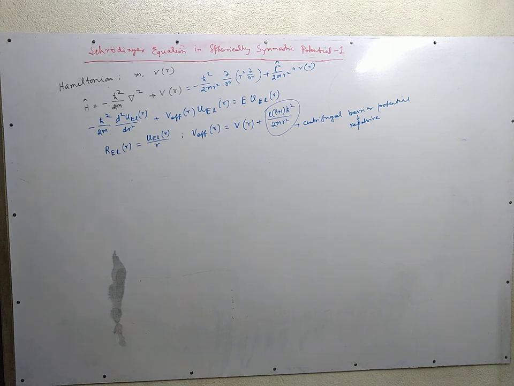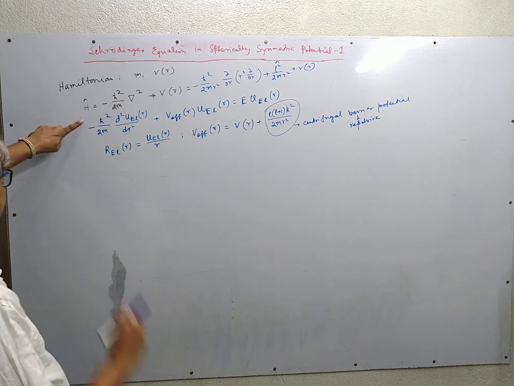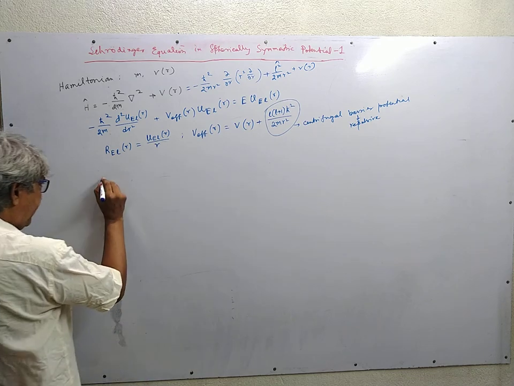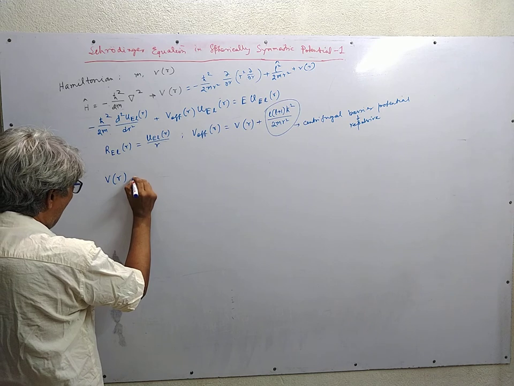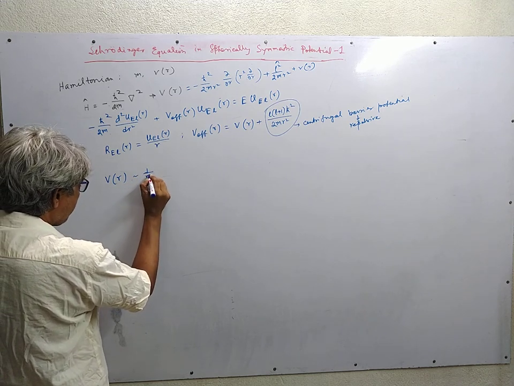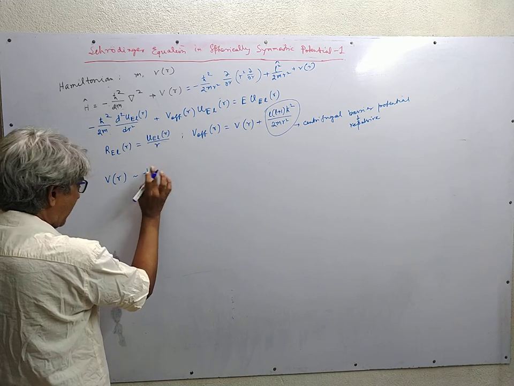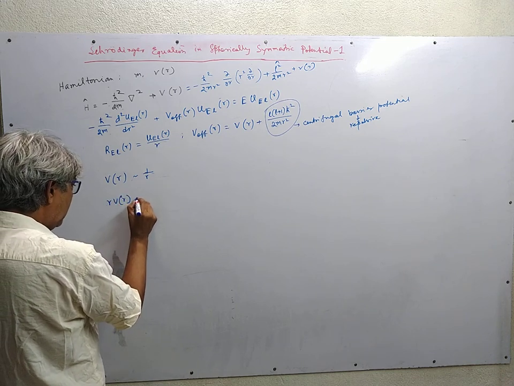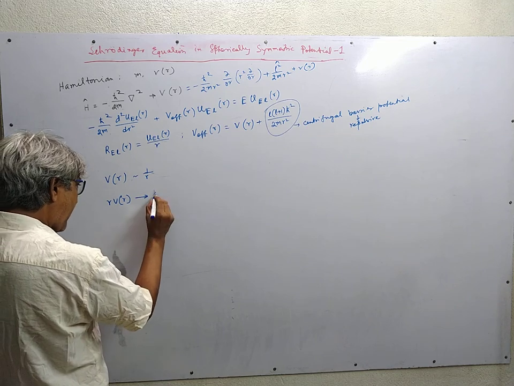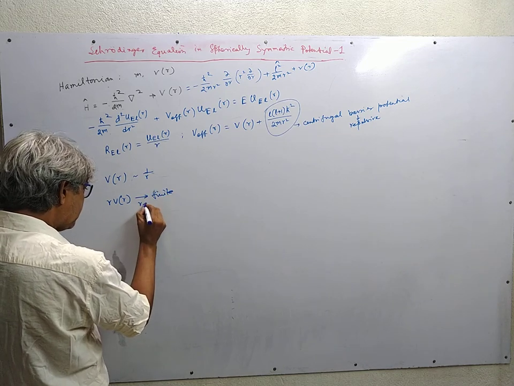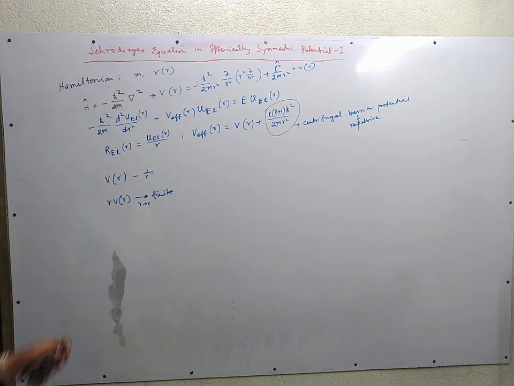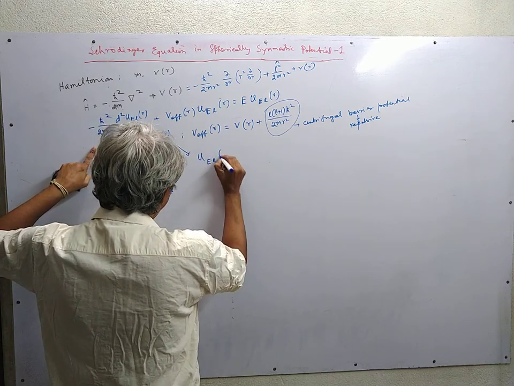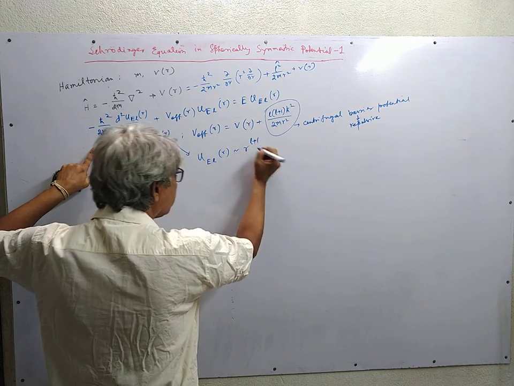Now the question arises regarding the validity of this equation. It can be shown that if V of r is of the form 1 by r or some higher power, then at least in this form, r times V of r goes to 0 or is finite as r tends to infinity, then this equation can be solved and u of E L of r will have a variation r to the power l plus 1.